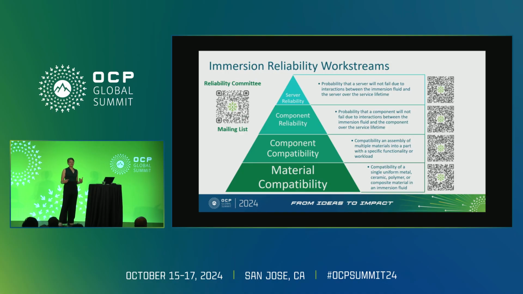And this has been addressed very adequately in the current fluid and materials compatibility guidance published by OCP, which the material compatibility workstream is inheriting and will be providing an update to soon, because we do know that that white paper does need a revision. We are then layering on top of that component compatibility. This is now where you start integrating multiple bulk materials into a functional component.